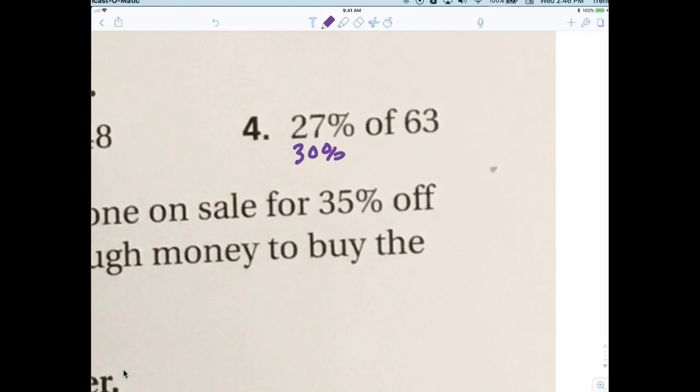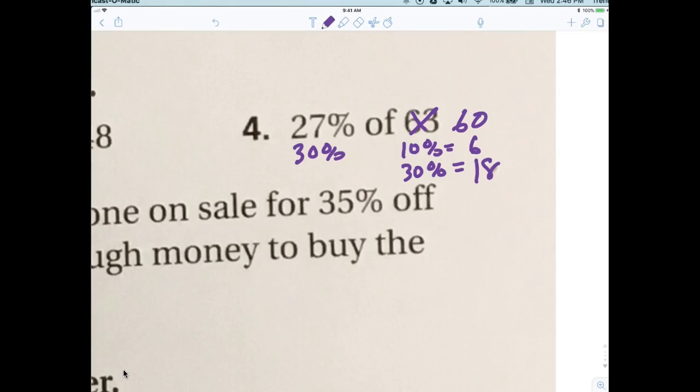30%. Now, I'm going to change 63 to what? 60. Good. So I'm asking you, what is 10% of 60? 6, right? Is 10% 6? 6. So 30% would equal? 24 or 18. 24. What is it? Oh, 18. Don't listen to the boys. Think for yourself. 18.